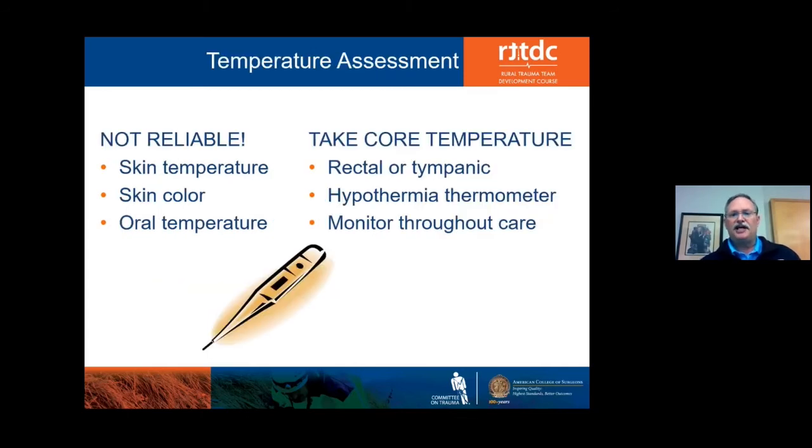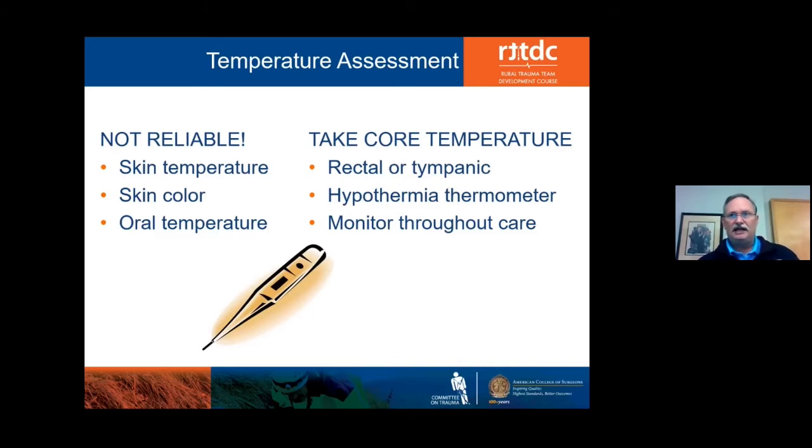Okay. Temperature assessments. Obviously, I think rectal temperature is probably the best. I don't recommend the skin, oral temperatures, or even axillary. A lot of people do axillary temperatures, and those are variously unreliable under normal circumstances. But in a hypothermic patient, trauma patients, they can be very unreliable.